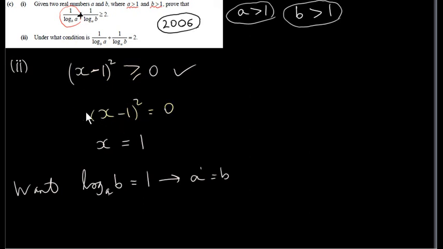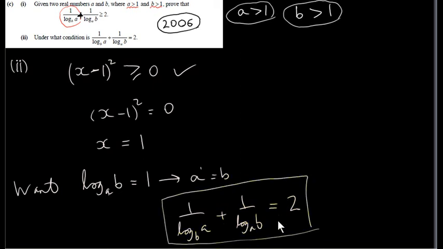And then we can reverse all the steps, as you saw from part 1, and conclude that 1 over log to the base b of a plus 1 over log to the base a of b equals 2. And that's quite easy to see if we just look at this thing here and imagine putting a equal to b. So you would have 1 over log to the base b of b plus 1 over log to the base b of b. Well, that's just 1 over 1 plus 1 over 1, because log to the base b of b is 1. So we have 1 over 1 plus 1 over 1, which is 2.